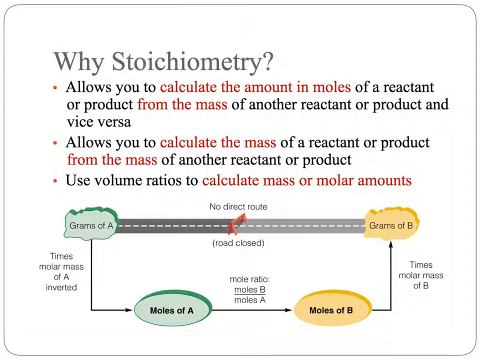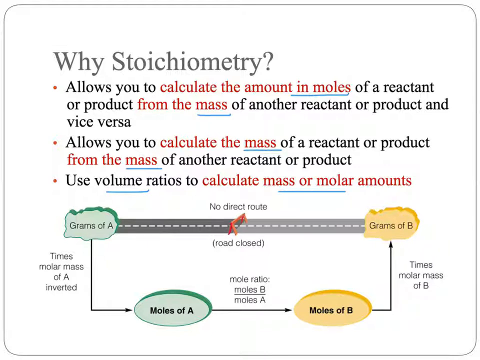Stoichiometry, or the math of chemistry, allows you to make some calculations. You can calculate the amount of moles of a reactant or product if you are given the mass of a different reactant or product, or vice versa. Or you can calculate the mass of a reactant or product from the mass of another reactant or product. And I'll talk briefly about how you can use the volume ratios of gases to calculate masses or moles for gases.